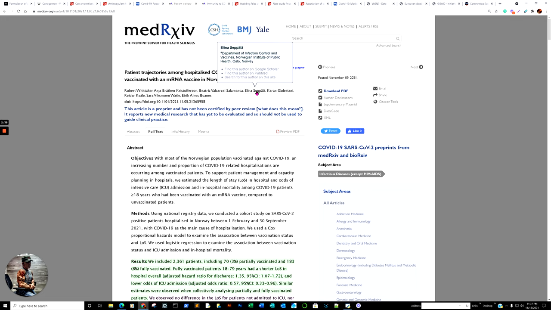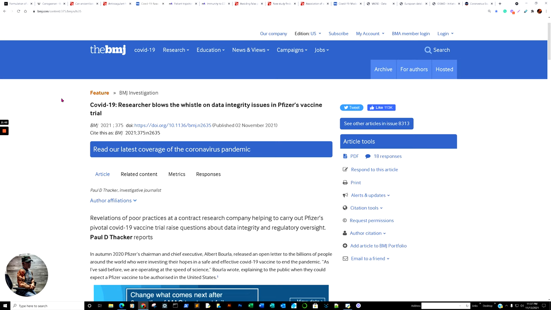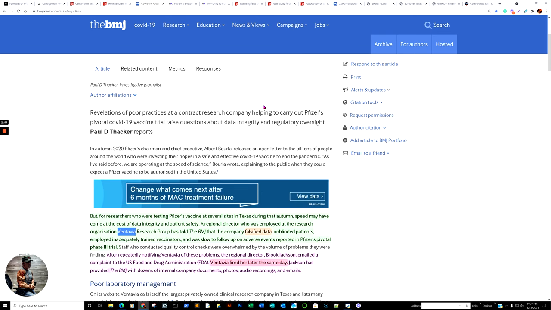And also, as well, we will cover, which is a biggie, which I am surprised has not gained traction in the media, the British Medical Journal investigation. The COVID-19 researcher blows the whistle on data integrity issues in Pfizer vaccine trial.